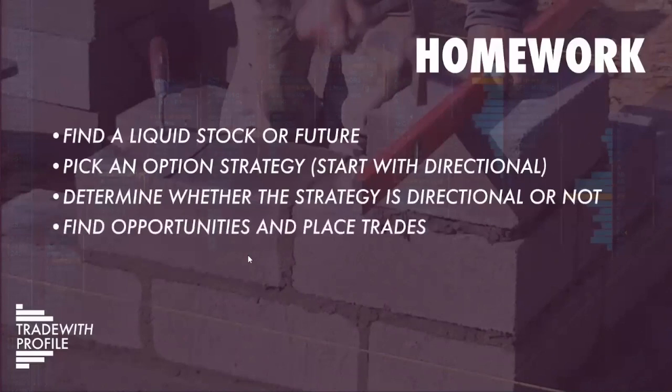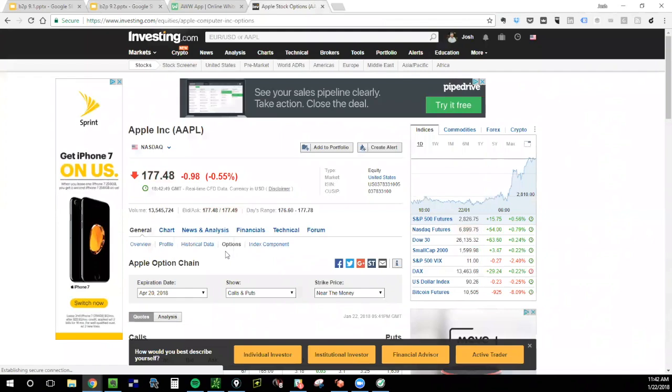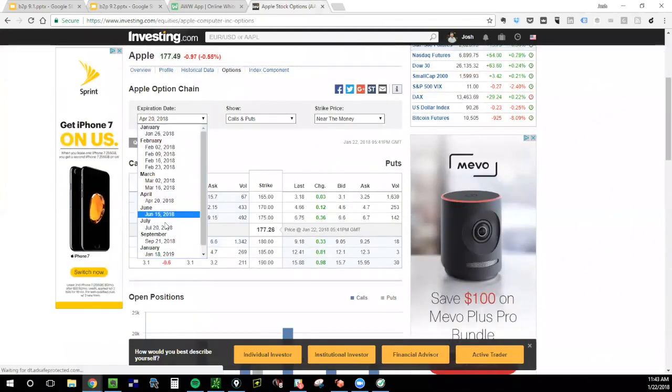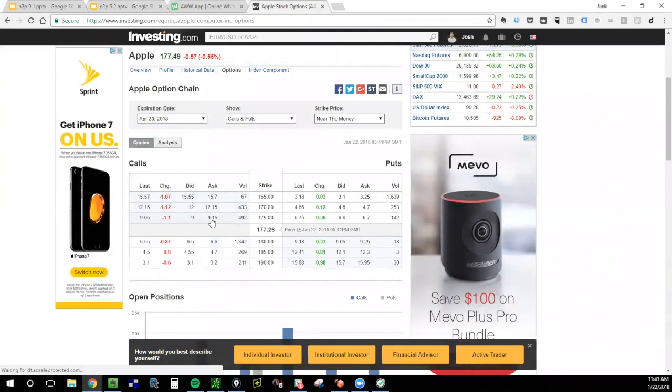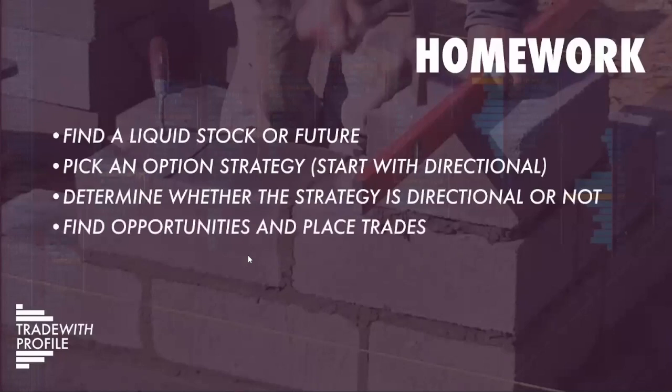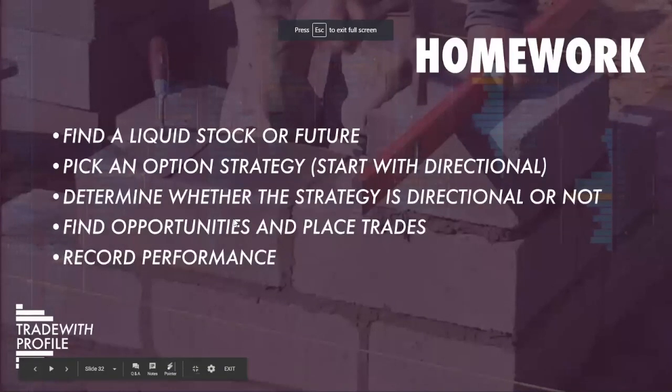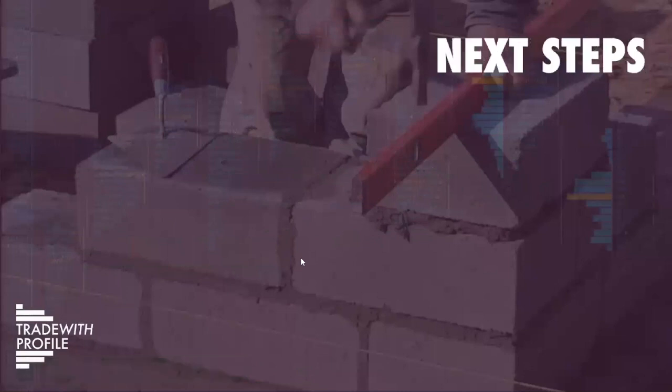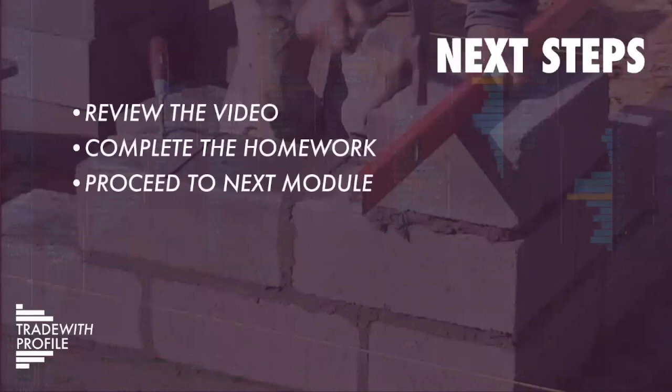Now, if you don't have a brokerage account, one of the ways that you can do this is to go to investing.com, and you could look at a stock like Apple, and you could pick on options, and you could pick an expiration. So let's say April 20th. I could say, I believe Apple's going higher. I'm going to buy the 175 call. I'm going to pay $9.15 for it. Mark that down. Come back later, see what that price is, see how that appreciates. That's a way to see that. So find opportunities, place trades, record your performance, expressing those on options.